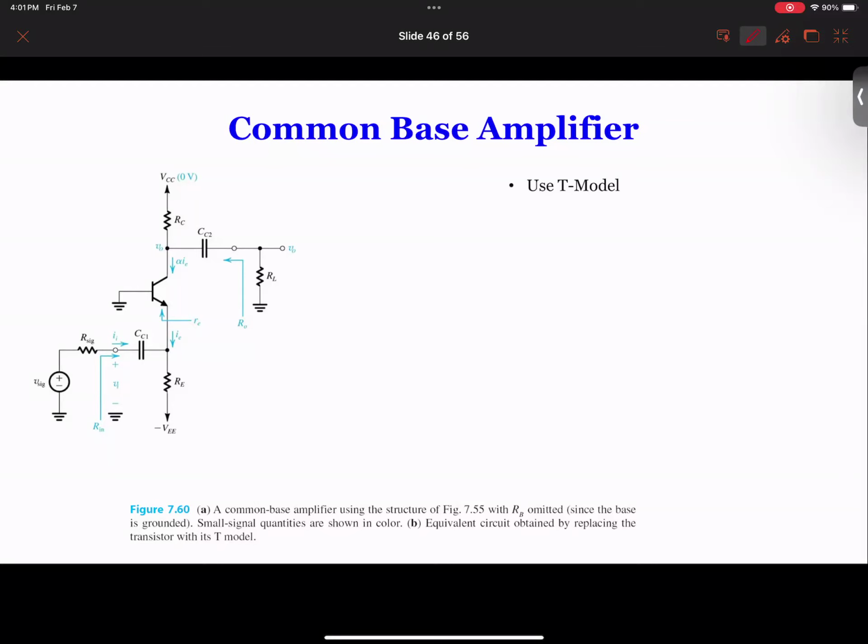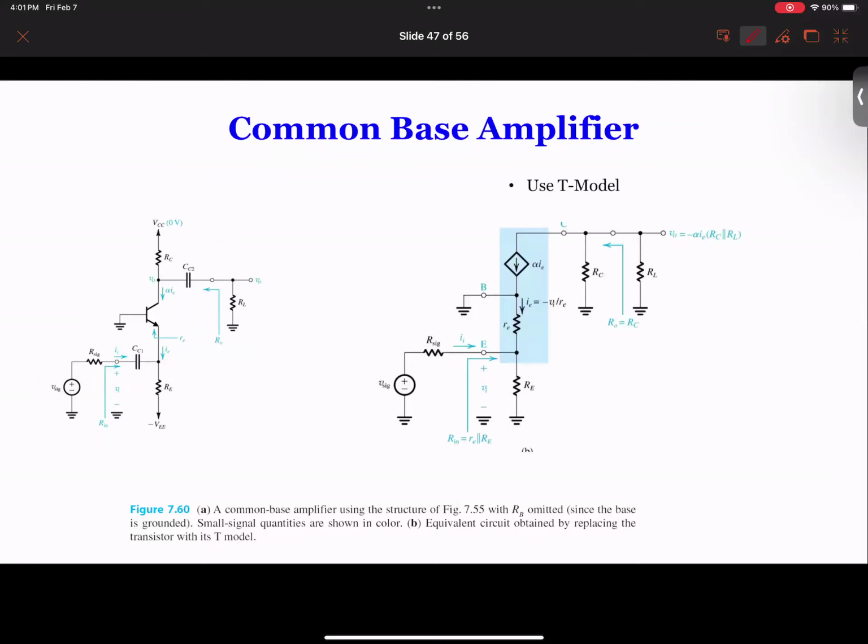Let's see if we actually have a T model given already. Yeah. So the T model, again, you see the blue portion is actually the T model. And once you've got the T model, you see the base is grounded. So therefore, it's called a common base amplifier. So we ground this one. And then this is the internal resistance RE, and this is alpha times IE.